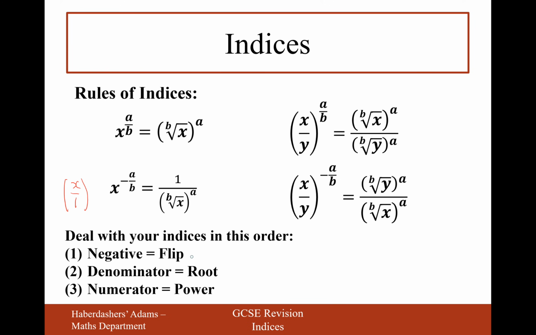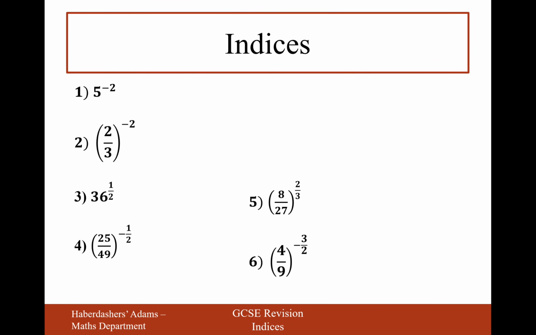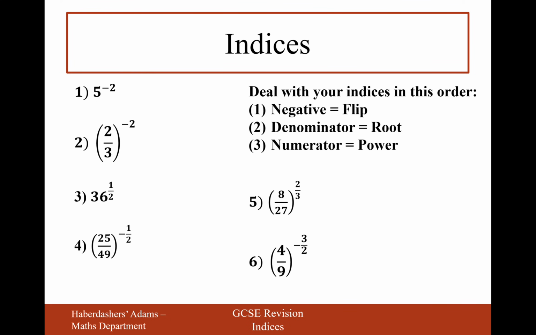So once you flip the fraction, if it needs flipping, if there's no negative like on the top two, then just skip step 1. Step 2 is your denominator. Now the denominator is the root value, so square root, cube root, etc. And then the final thing you do is the power. So the numerator of your power, you take your answer to the value of that power. Let's go through some examples and I'll show you how to use this three-step process.